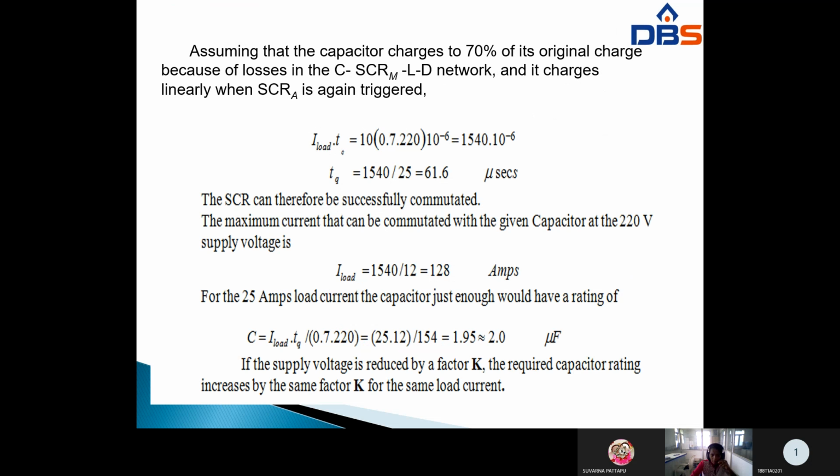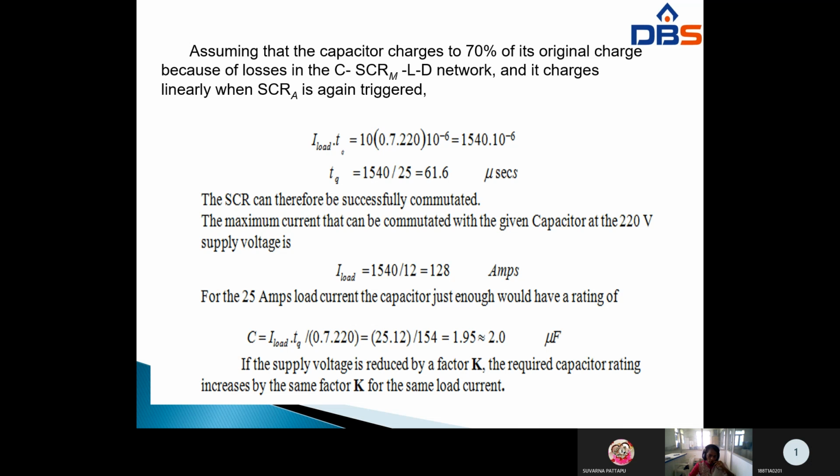Assuming the capacitor charges to 70% of its original charge because of losses in the capacitor and the main SCR load network, it discharges linearly when the auxiliary SCR is triggered again. So I load into TQ equals 10 into 0.7 into 220 into 10 power minus 6, which simplifies to 1540 into 10 power minus 6. So the time TQ equals 1540 by 25, which simplifies to 61.6 microseconds.